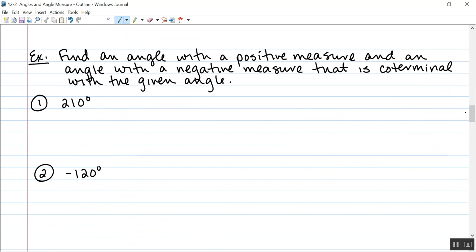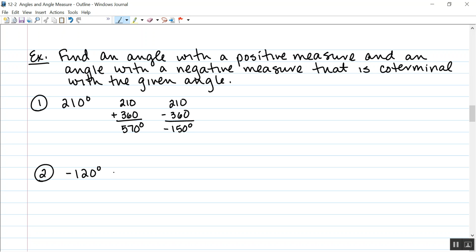So this example says find an angle with a positive measure and an angle with a negative measure that is coterminal with the given angle. So basically the way we're going to do this is we're going to say 210 and I'm going to add 360 to that to give me 570. That would be one angle. And then I'm going to do 210 minus 360, and that gives me a negative 150-degree angle. So those two angles would be coterminal with a 210-degree angle. One is positive, one is negative.